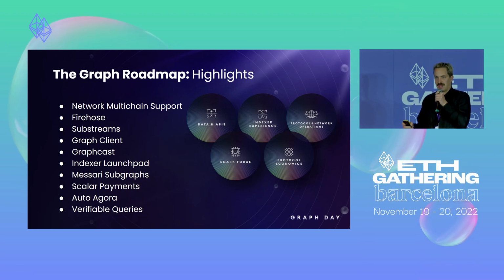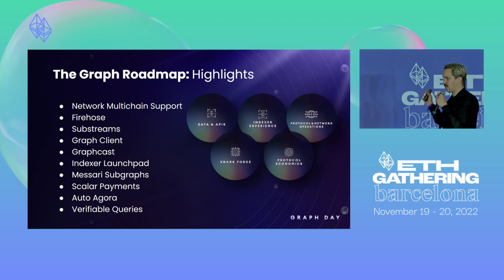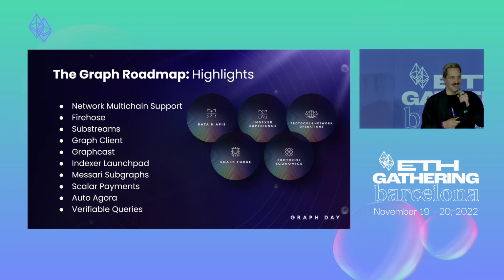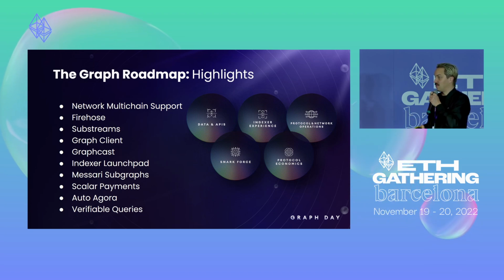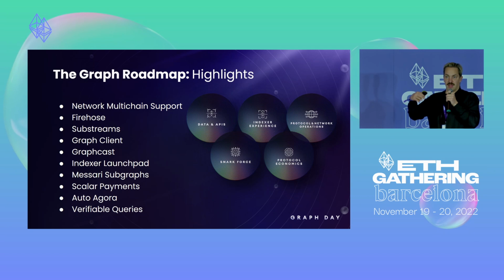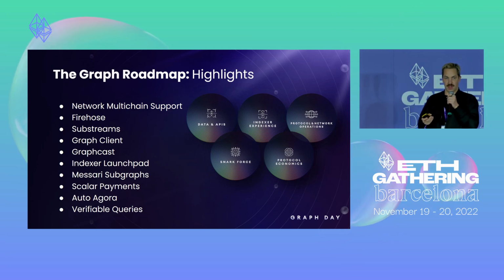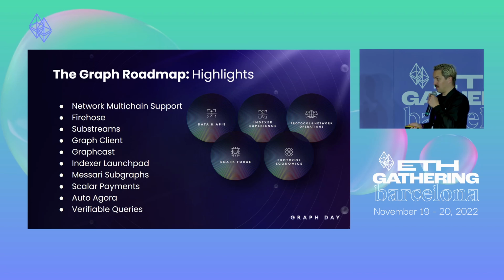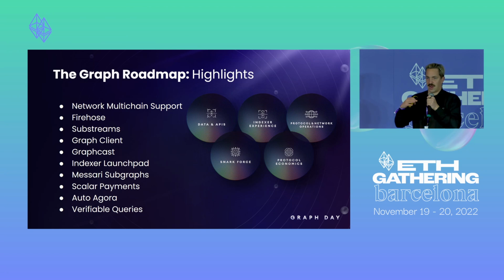Then there is the Indexer Launchpad. As I said, it's a Kubernetes setup that you can easily run and then launch highly scalable indexers across multiple machines. Then there are the Messari subgraphs, which are standardized subgraphs across all the protocols and all the chains, which we'll look at. Then Scalar payments, which go in the direction of making the payment flows to the indexers more efficient, so that if one participant goes down, it's still possible to withdraw these thousands or millions of simple receipts.